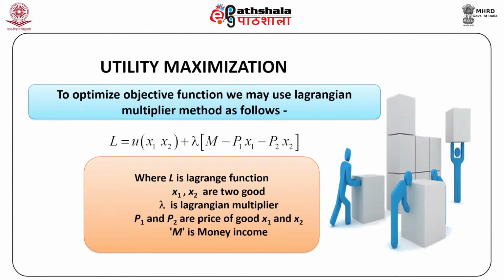To optimize the objective function, we may use the Lagrangian multiplier method as follows. L is equal to u(x1, x2) plus lambda (M minus P1 x1 minus P2 x2). This is denoted as equation number 3, where L is the Lagrange function, x1 and x2 are two goods, lambda is the Lagrangian multiplier, P1 and P2 are prices of goods x1 and x2, and M is the money income.